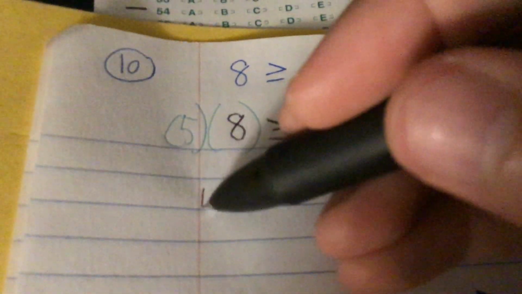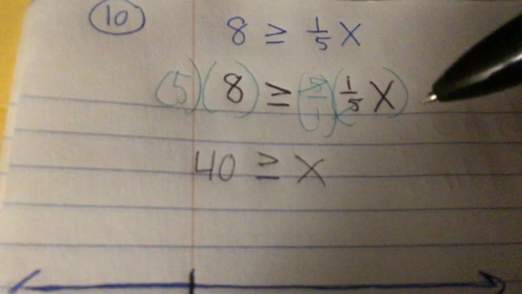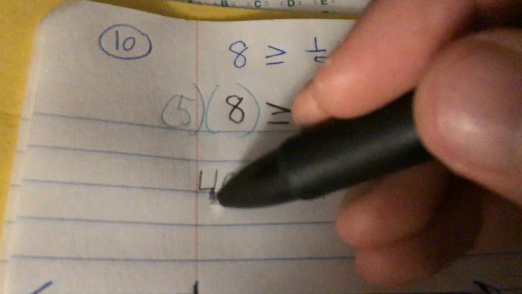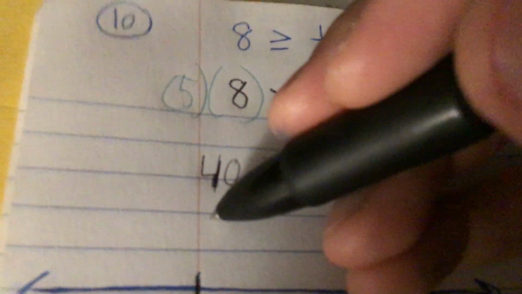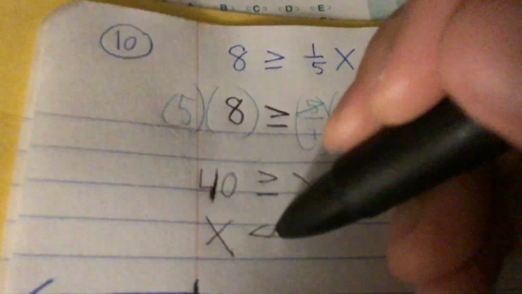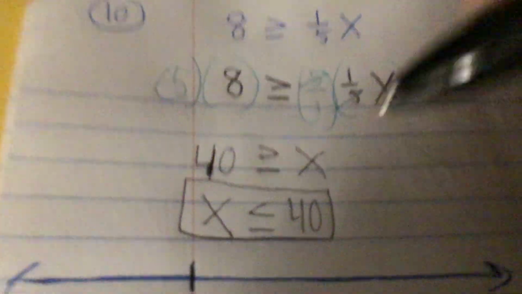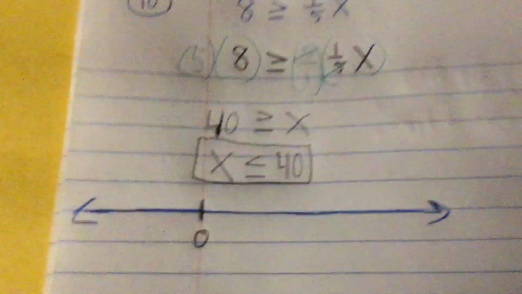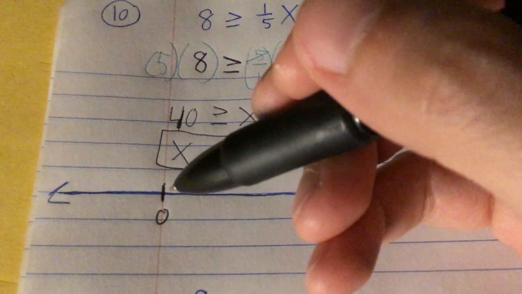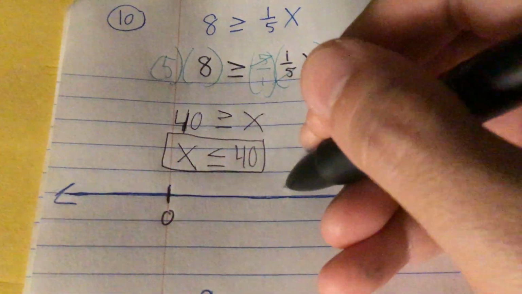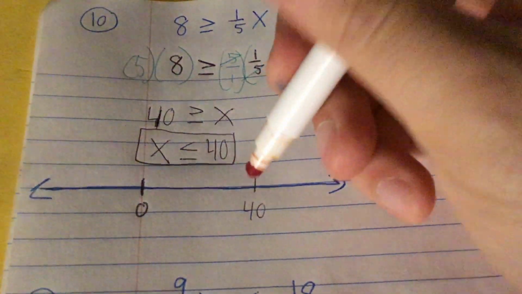So I've got 40 is greater than or equal to x, and this kind of makes me nervous because x is on the right side. If 40 is greater than or equal to x, I can rewrite this problem as x is less than or equal to 40. I'm happy. X is less than or equal to 40, so I've got 0 in the middle. 40 is to the right, so I circle that endpoint.